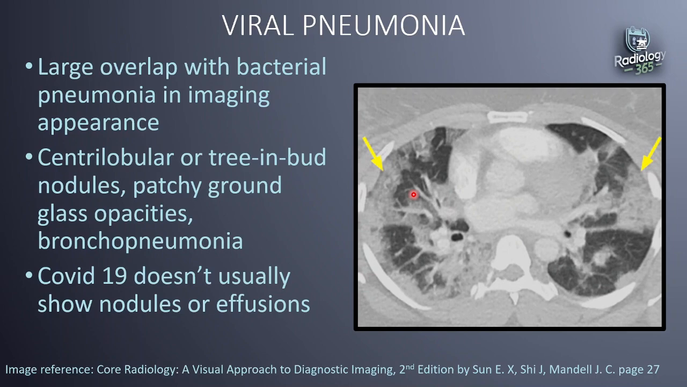However, bilateral dependent lower lobe predominant ground glass opacities or consolidations are classic features. Pleural effusions, centrilobular nodules, and tree in bud nodules are typically not associated with COVID-19. So in this image, which is a case of COVID-19, it shows peripheral ground glass consolidations in both lungs, as we can see here and here. This was a proven case of COVID-19.